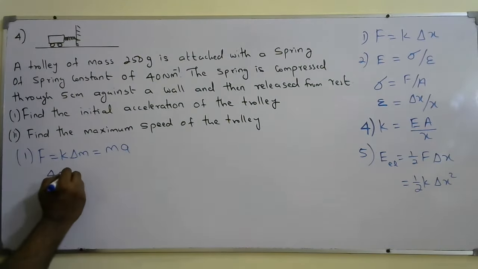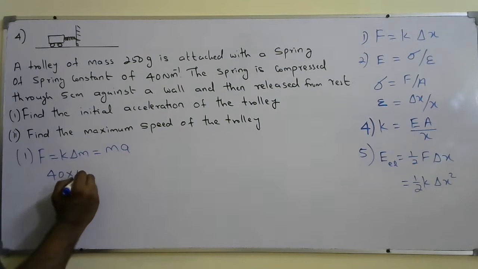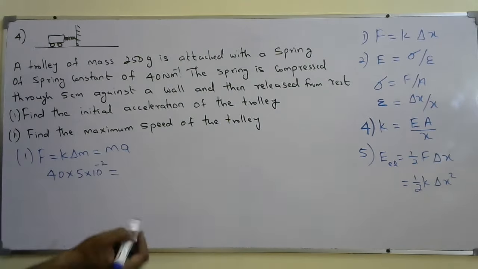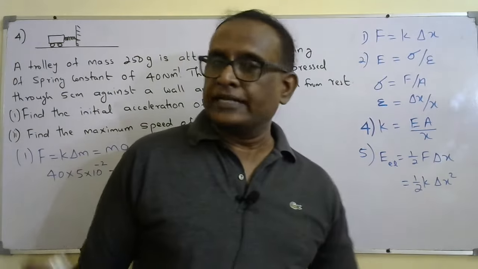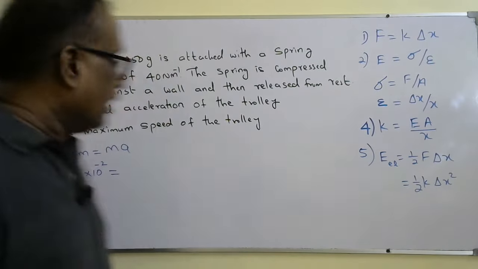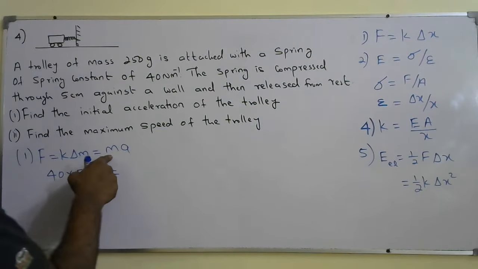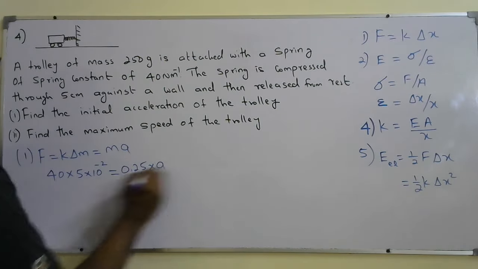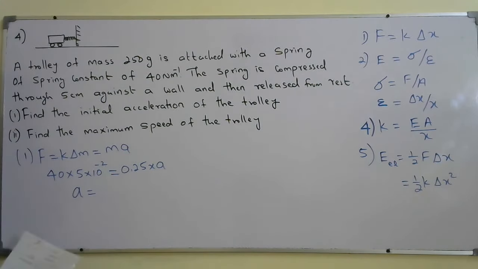Equal to mass times acceleration. The spring is light. Nothing is mentioned about the mass of the spring, so we can assume it's light. The mass of the trolley is 250 grams, so 0.25 into A. Find the initial acceleration. That will be equal to 8 meter per second square. That's the initial acceleration of the trolley.